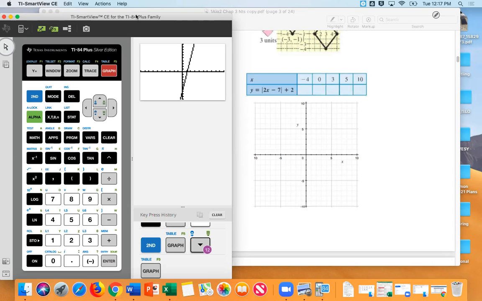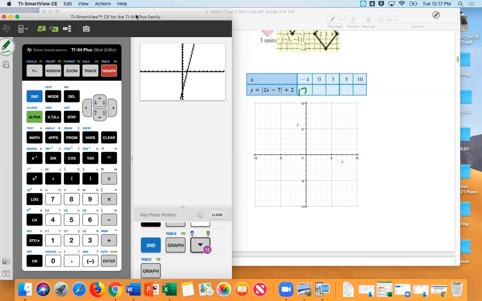So when I'm graphing an absolute value, yes, you can use your calculator. I'll show you that. But it's also important to be able to plug these things in. So absolute value just means take whatever is in those bars and make it positive. So I do 2 times -4, that's -8, minus 7, that's -15. So the absolute value of -15 is 15, plus 2 is 17.